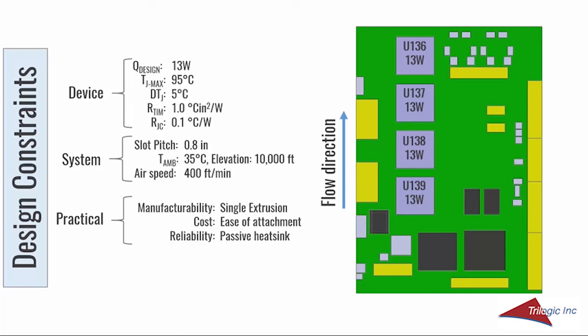The practical constraint of a single extrusion requires that all heat sinks have the same fin thickness and pitch. Since these components only dissipate 13 watts, we should be able to design a light enough heat sink that they could be attached with an adhesive tape that has a thermal resistance of 1 degree C inch squared per watt. Also, at this low power, an active heatsink won't be required.